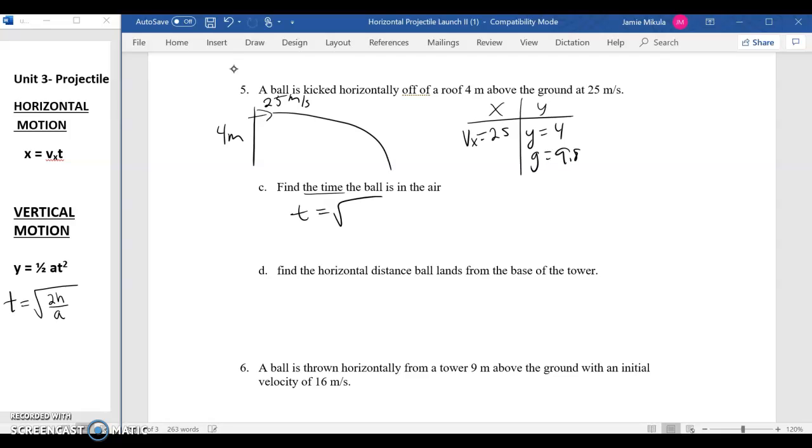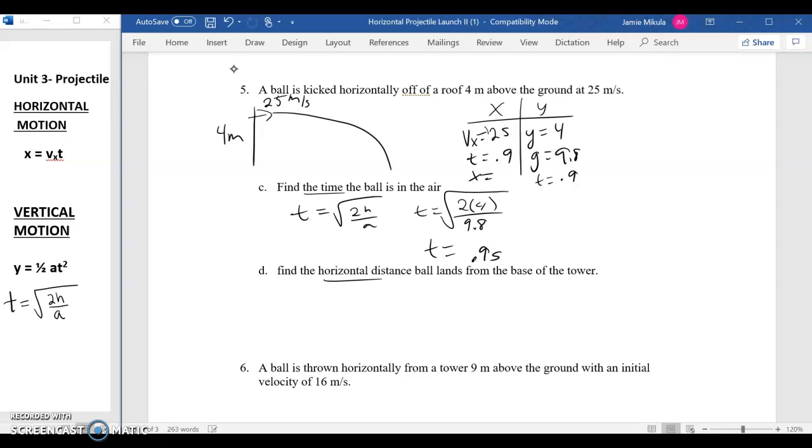t equals square root 2h over a. t equals square root 2, the height is 4, a is 9.8. 2 times 4 divided by 9.8. Take the square root of that number and you get t equals 0.9 seconds. Find the horizontal distance.